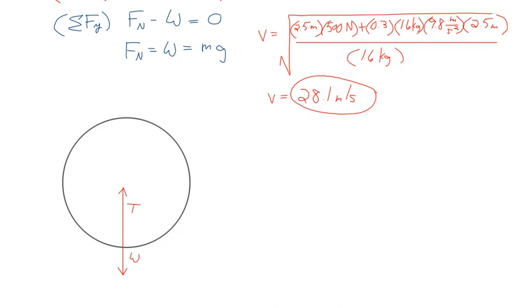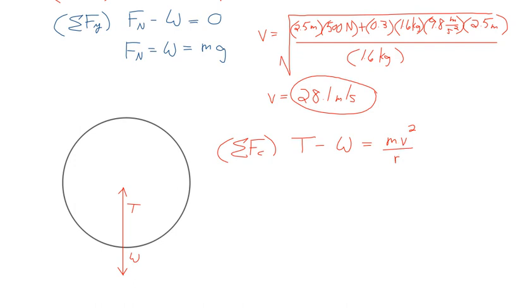So my descriptive equation, if I sum up my centripetal forces, I've got T towards the center of the circle and weight away from the center of the circle, so I'm going to get T minus W equals, again, we're solving for a velocity, so it equals mv squared over r. So at this point, I know the mass, so I can replace W with mg. I know the mass, I know the r, and I know the T. So it's just algebraically rearrange that equation to solve for v.